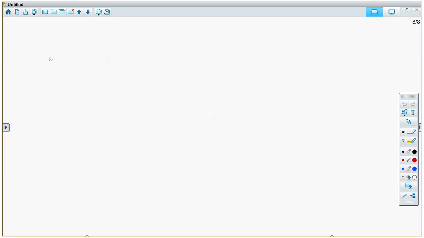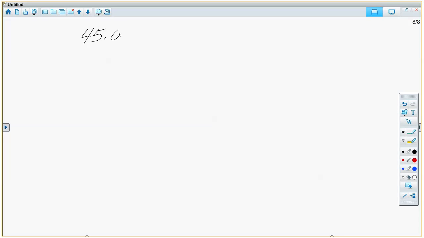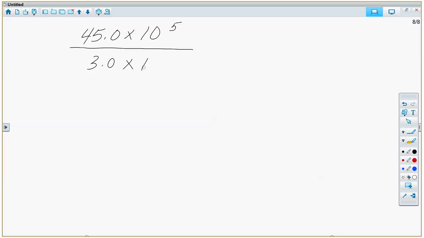So let's do a nerd. I'm going to let y'all do this one. I'm going to see if you can. 45.0 times 10 to the 5th power divided by 5. No, I don't want to do 5. I want to do 3. No hiccup in the class. 3 times 10 to the 12th.